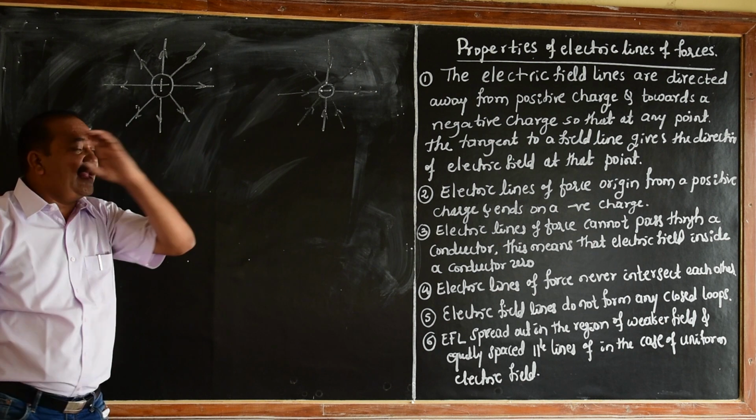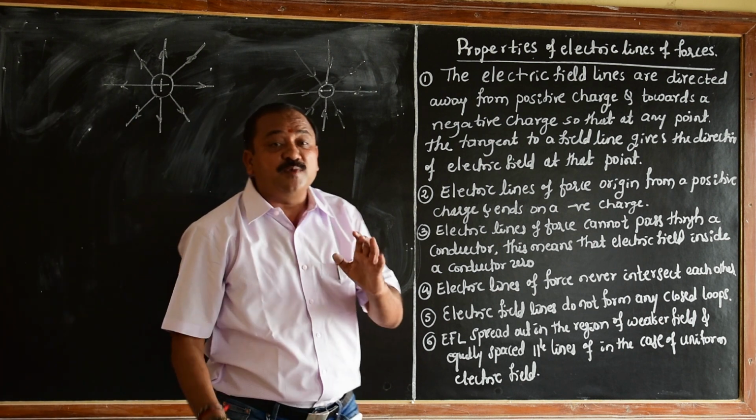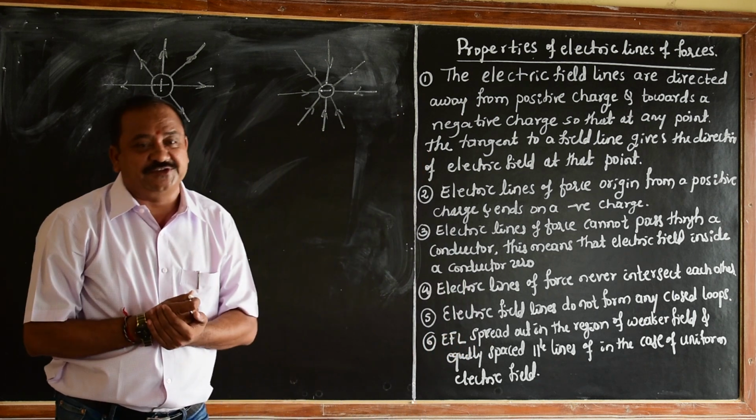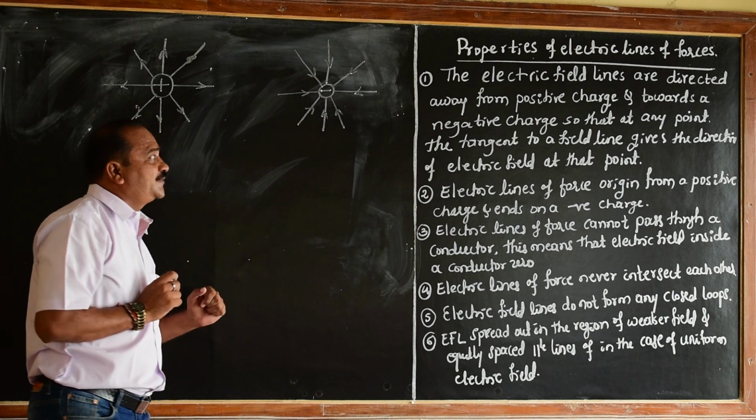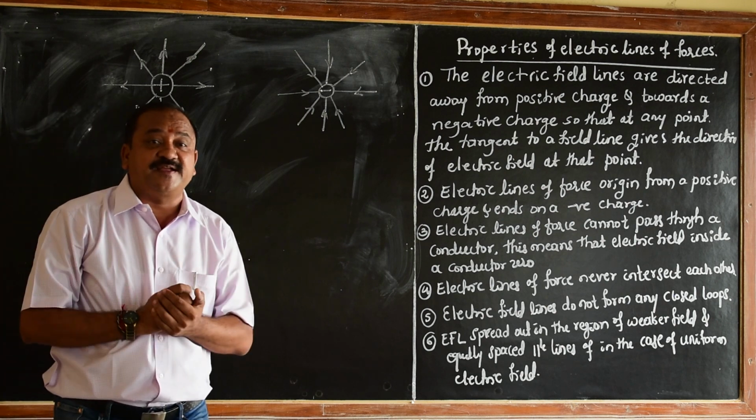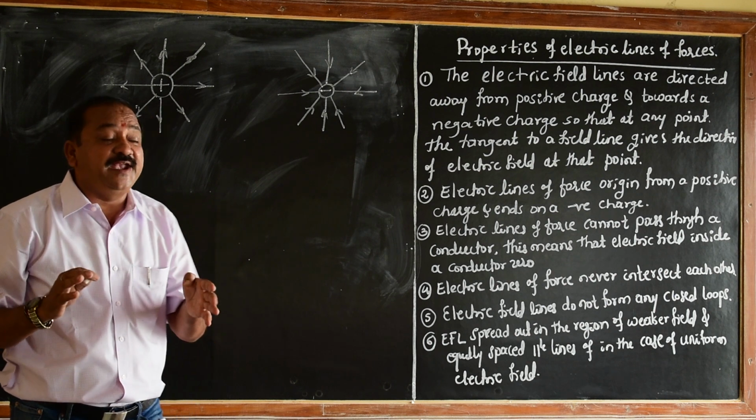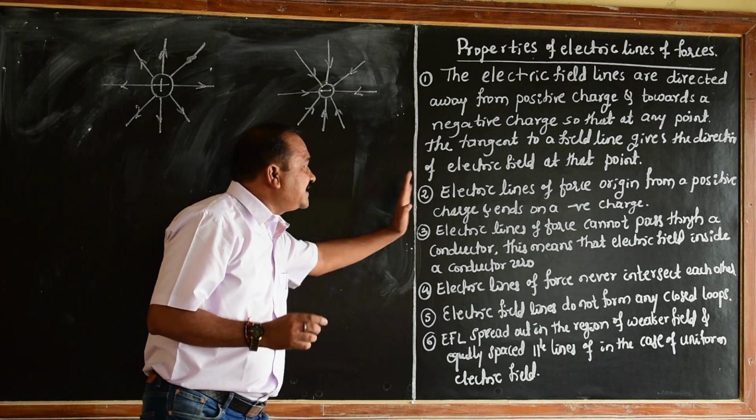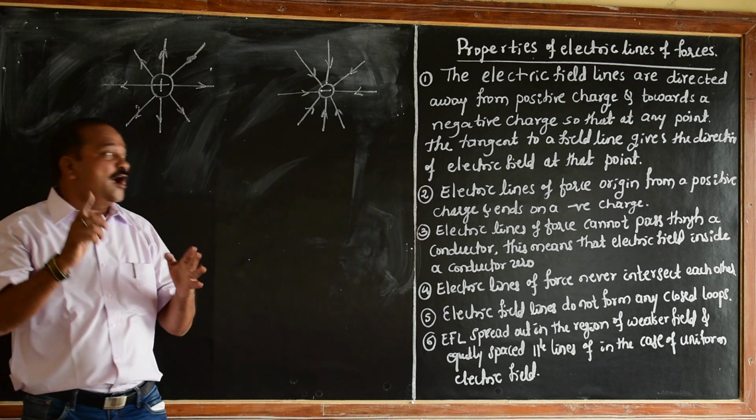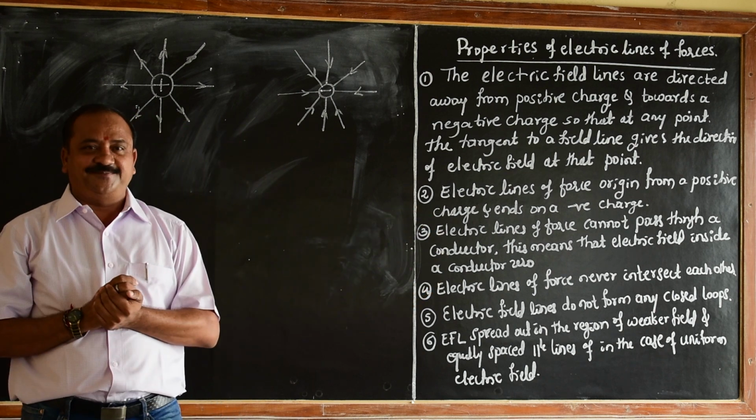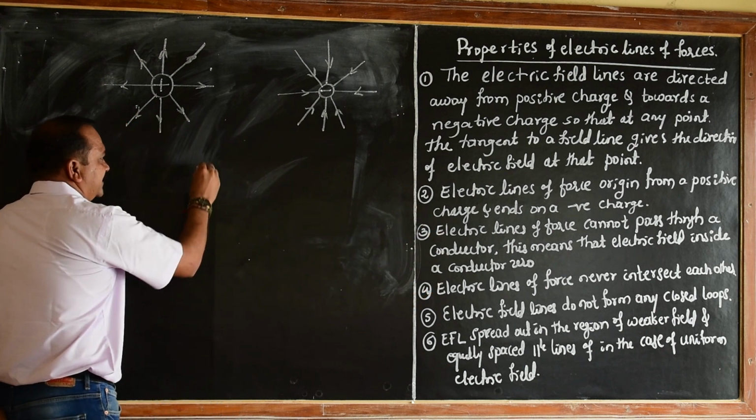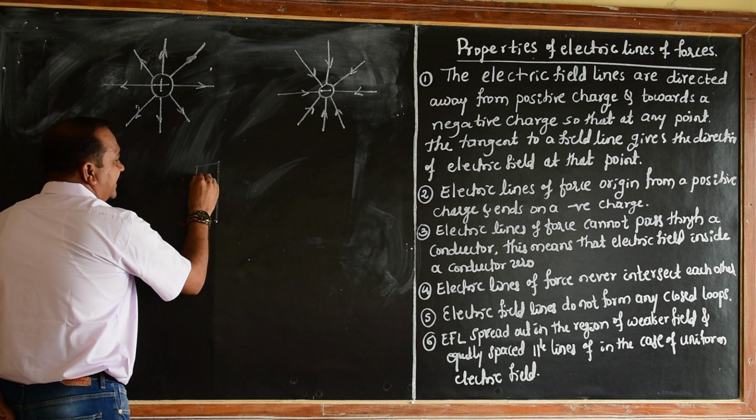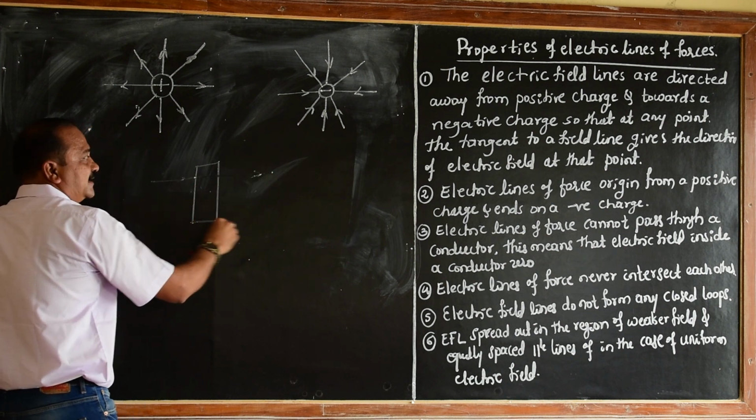Electric lines of force are normal to the surface of the conductor if the conductor is in equilibrium conditions. Electric lines of force must be normal to the surface of the conductor, and that conductor should be in an equilibrium condition. These electric lines of force cannot pass through the conductor. For example, this is the conductor. Electric lines of force cannot pass through this conductor. So it's wrong.